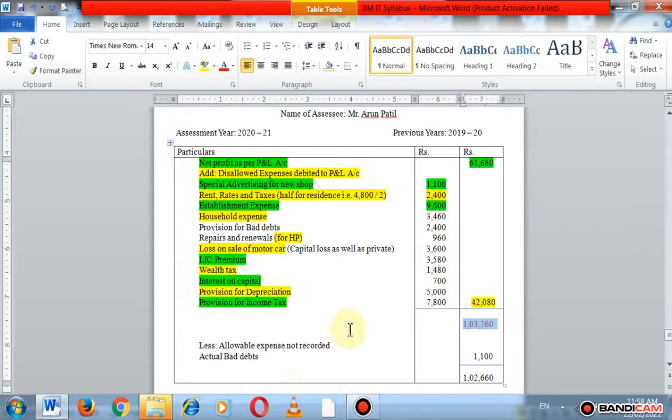1,03,760 रुपये. त्यातून आपण काय म्हटलं तर अलावेबल एक्सपेंडिचर, ओके, अलावेबल एक्सपेन्सेस नॉट रेकॉर्डेड. ओके, म्हणजे जे खर्च बिझनेसचे आहेत अलाउड खर्च आहेत ते, परंतु ते प्रॉफिट अँड लॉसला रेकॉर्ड झालेले नाहीत. मग त्यामध्ये पहिली ॲडजस्टमेंट दिलेली आहे बघा बॅड डेप्टची. बॅड डेप्ट्स किती आहेत तर 1,100 रुपये आहेत, ते अलावेबल आहेत त्यामुळे ते इथून डिडक्ट केले जातील.